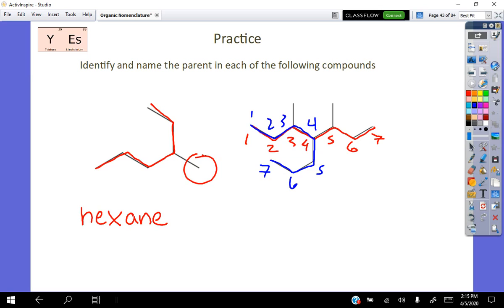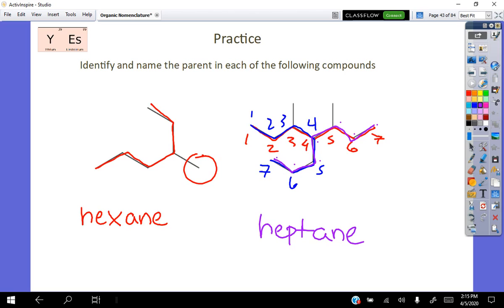Are there any other options? Let's see. I could also go... Would that give me a longer option? 1, 2, 3, 4, 5, 6, 7. All right. Or going in the reverse direction would also give me 7. So I have 3 possibilities here for a 7-carbon parent chain. So first, I know that 7 carbons has a prefix of hept, and I add my ane ending. So either way we spin it, this is going to be a 7-carbon chain.